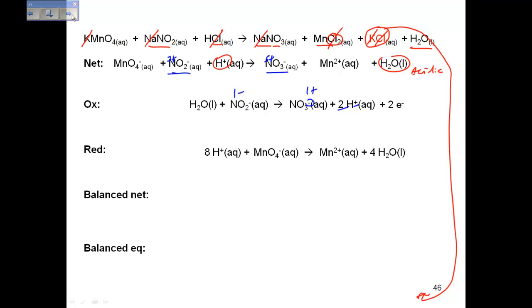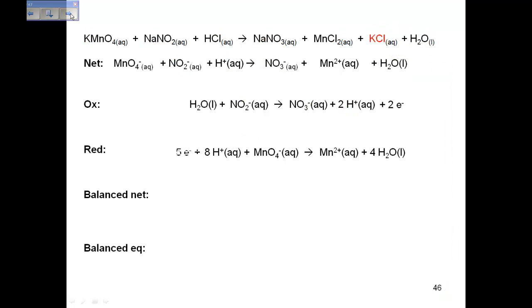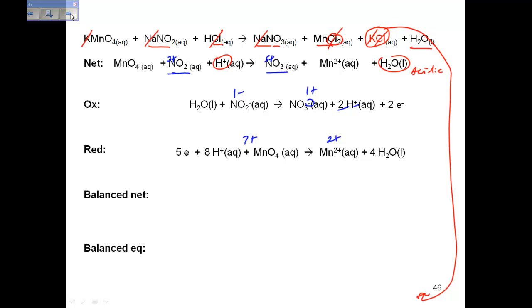The reduction, my total charge on my reactant side is 7+. 8 pluses and a minus makes 7+. On the product side, I got 2+. So I'm going to add 5 electrons to the reactant side. Now I have 2 balanced half reactions.